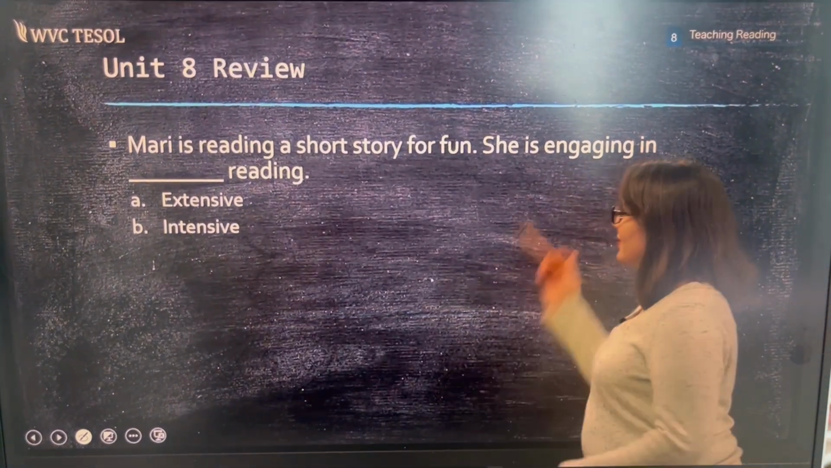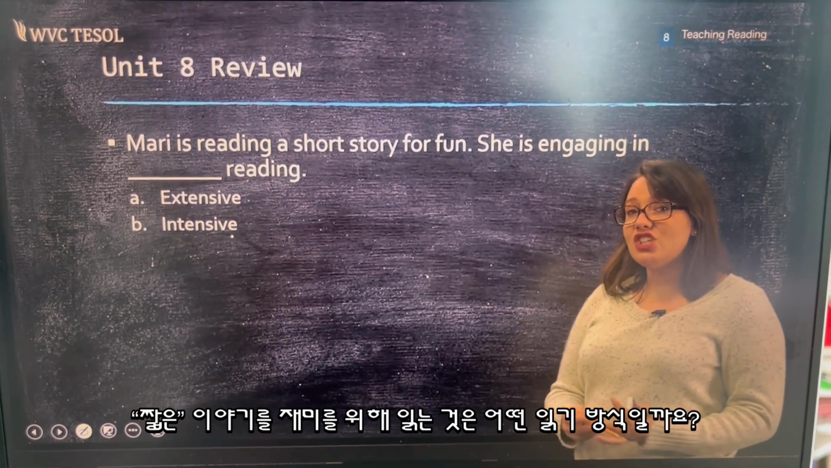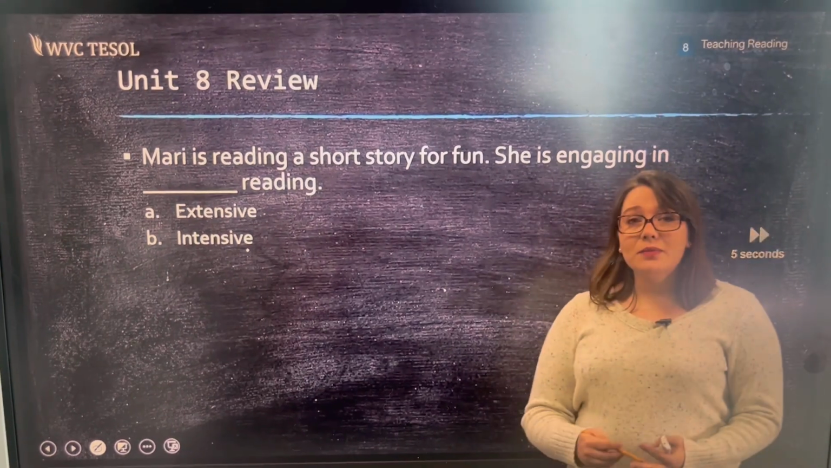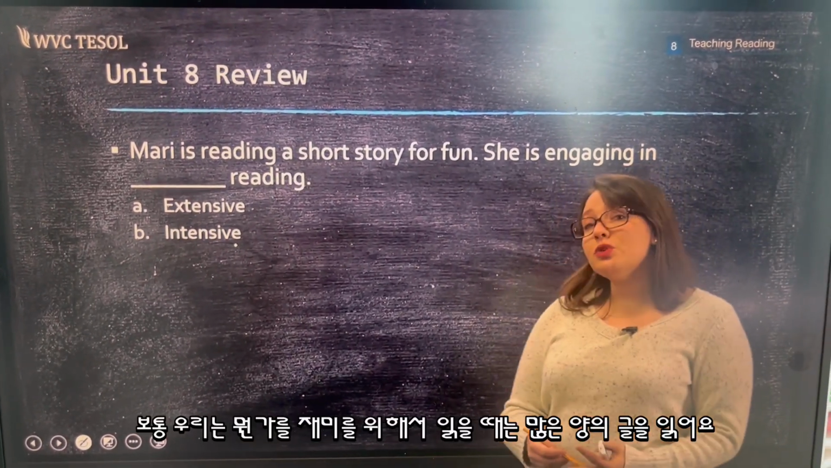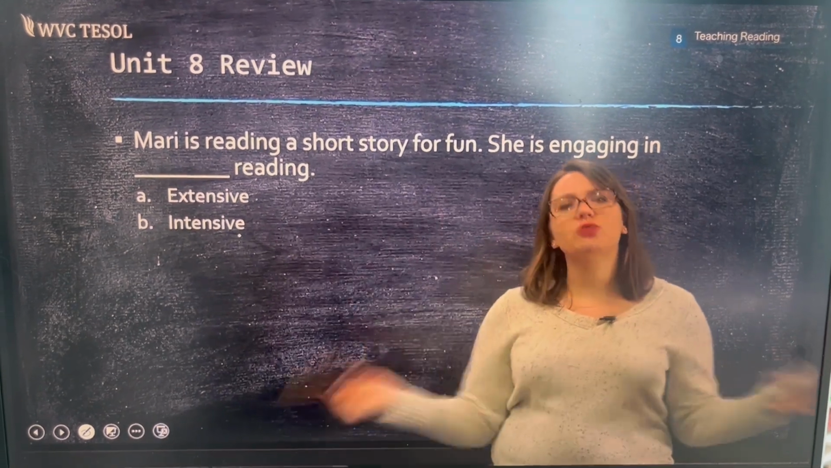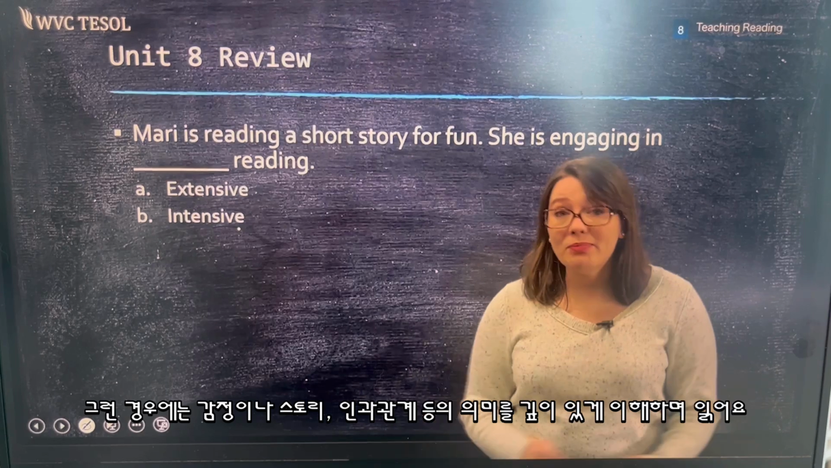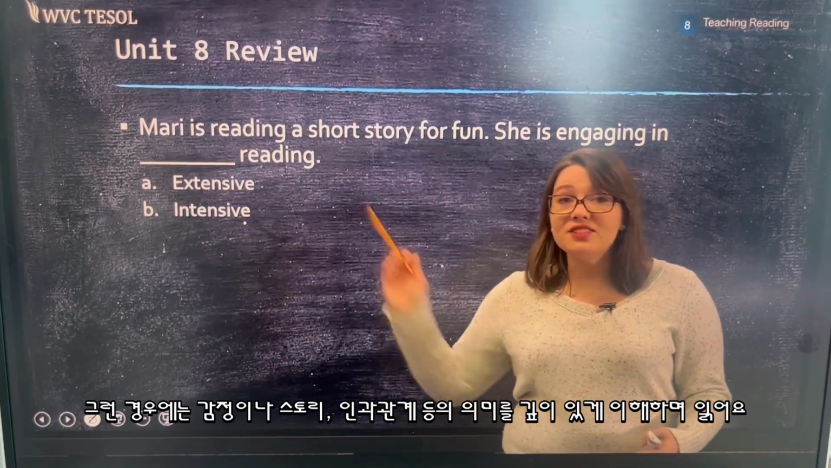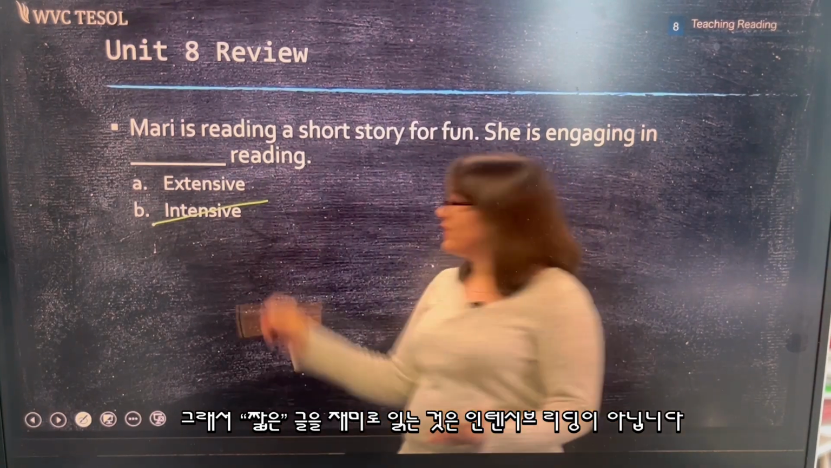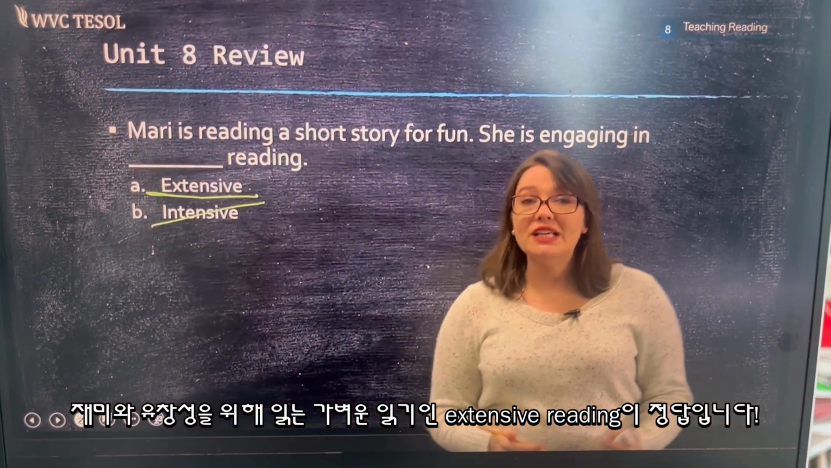First question. Mari is reading a short story for fun. She is engaging in extensive or intensive reading. Well, when we're reading for fun, we're usually reading a lot, not something small, and we're looking for the general idea of the reading, feelings and emotions and what's happening and how does that connect to what else happened. So it's not intensive. We're looking for that extensive reading experience that's just providing reading fluency.